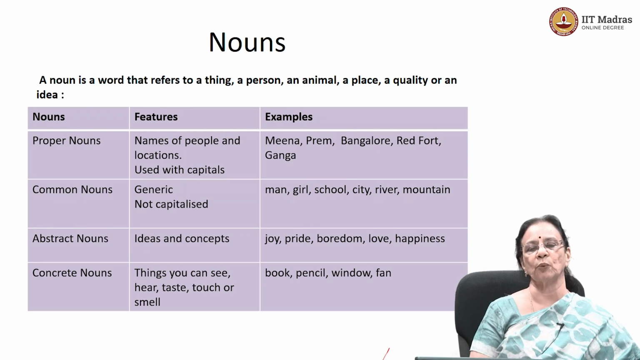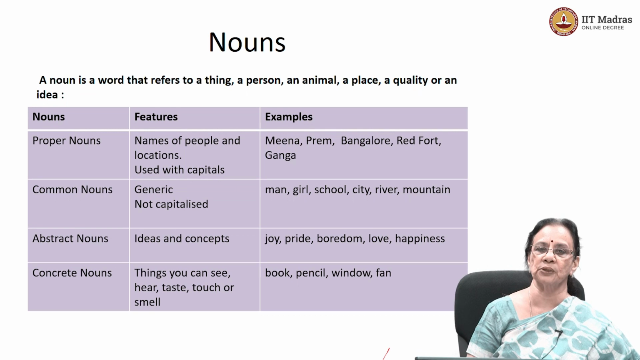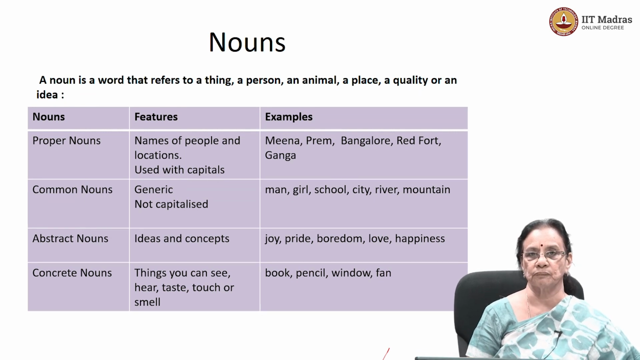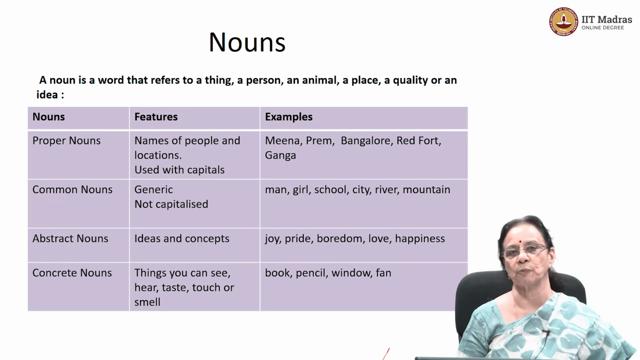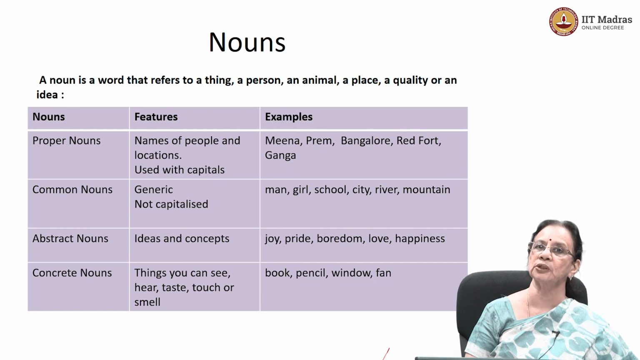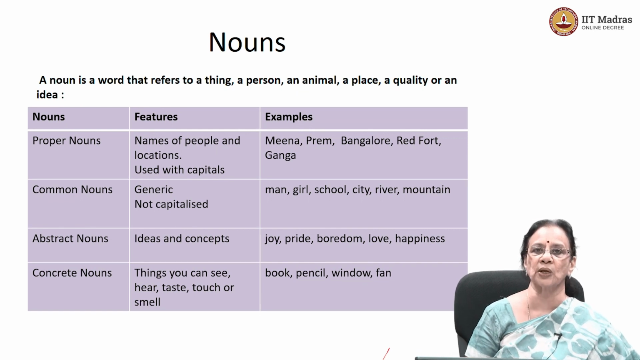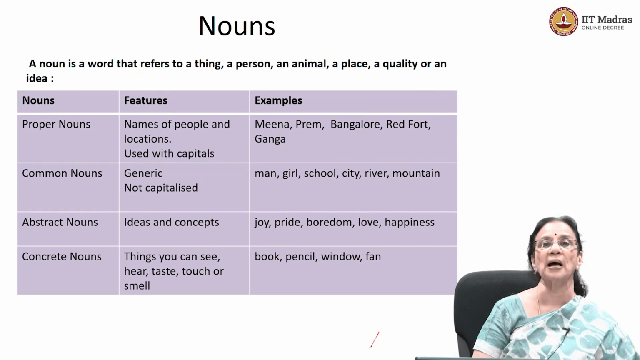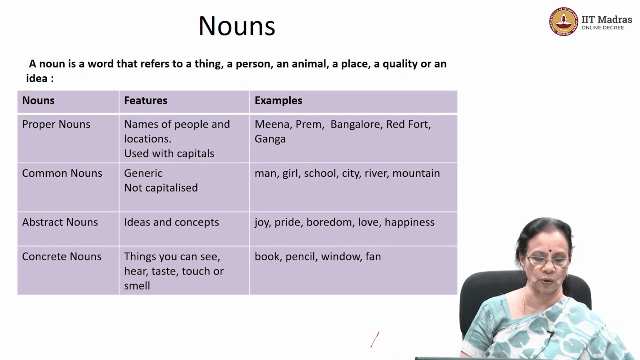So any name, it could be the name of a place, person or thing or monument, it is a proper noun. And did you notice that all these proper nouns are in capitals? That is the special feature of proper nouns. We use capitals to write them. Of course, in speaking, we don't. It doesn't matter whether you know it or not.